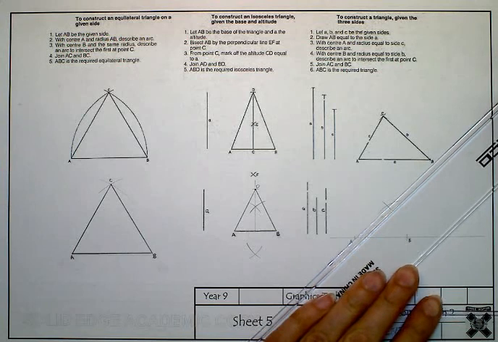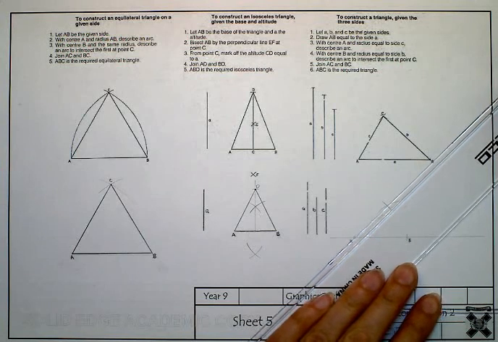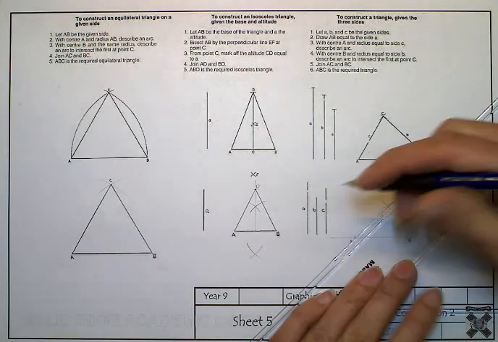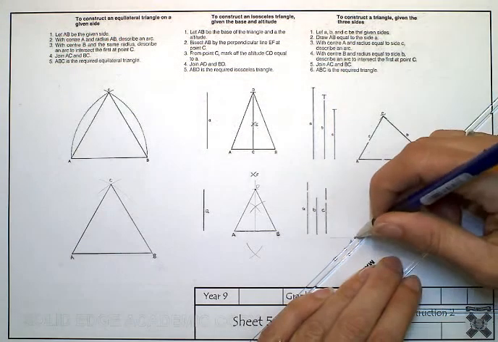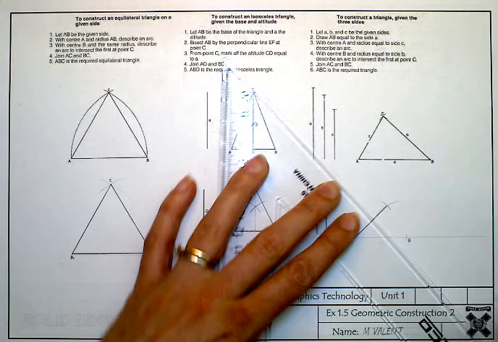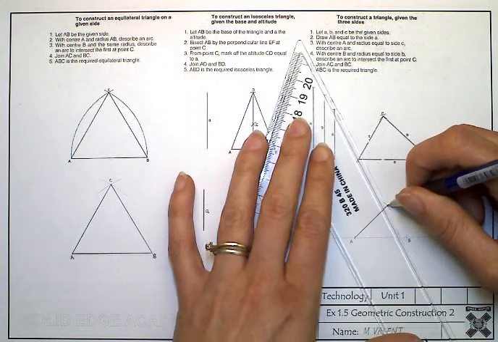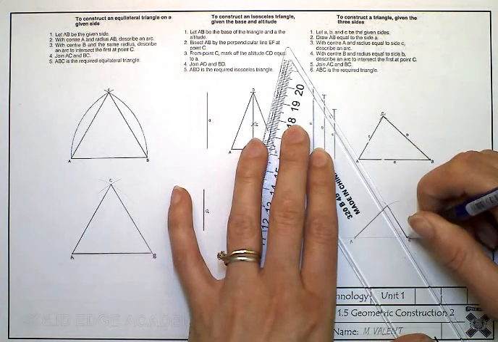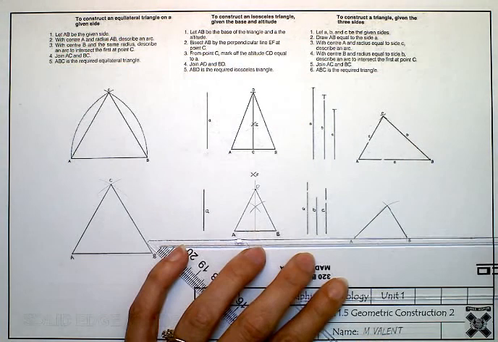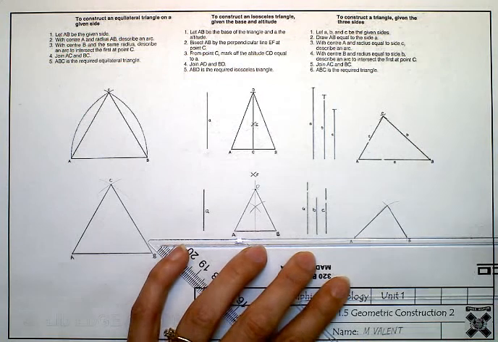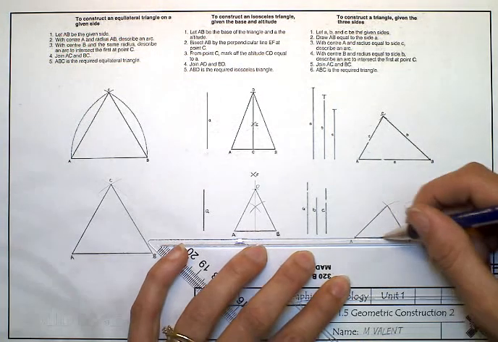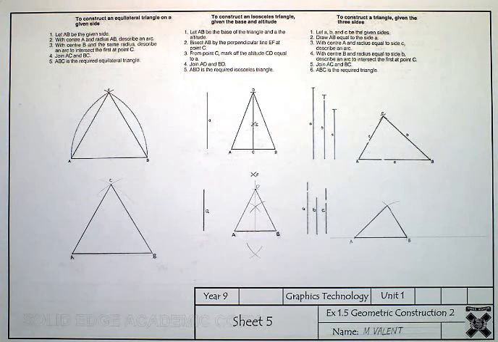And that concludes exercise 1.5, Geometric Construction 2. Make sure you firm in the outline of your triangle to make it clear what your intended outcome is. And there it is, finished.